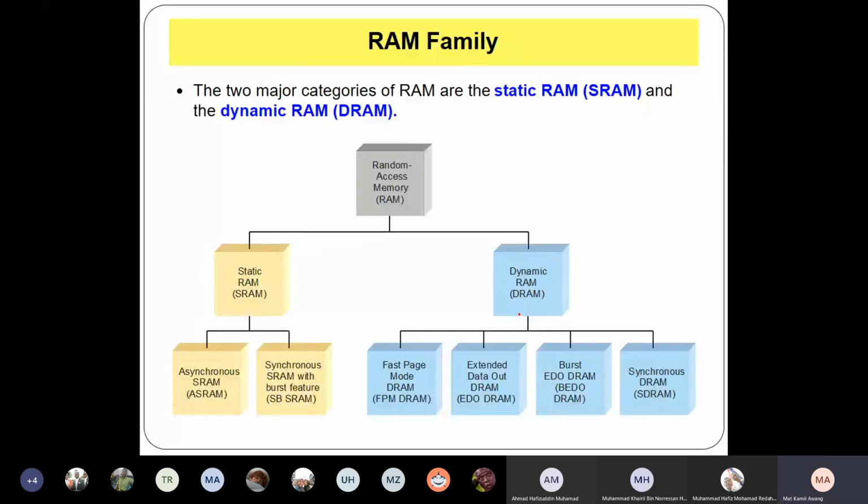For dynamic RAM, you have fast page mode DRAM, extended data out DRAM, burst EDO DRAM, and synchronous DRAM. So these are the types of DRAM. The types of RAM: RAM is divided into two, static and dynamic. Static is asynchronous and synchronous, whereas for DRAM you have fast page mode, extended data out, burst EDO, and synchronous. You can find data on this on your own. I'm just introducing you.